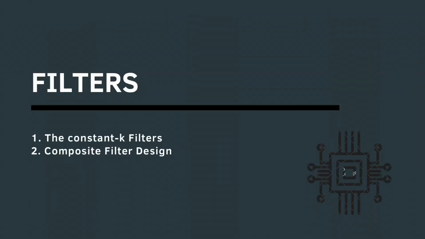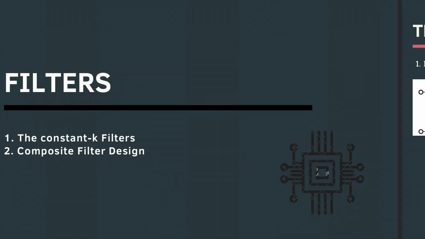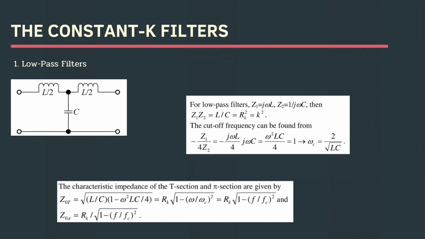Okay, in this topic we will talk about filters. The topic consists of 1, constant K filter, and 2, composite filter design. 1, low pass filter. For the low pass filter, we get this equation, and the cutoff frequency can be found from this equation, and the characteristic impedances of the T section and pi section are given by this equation.